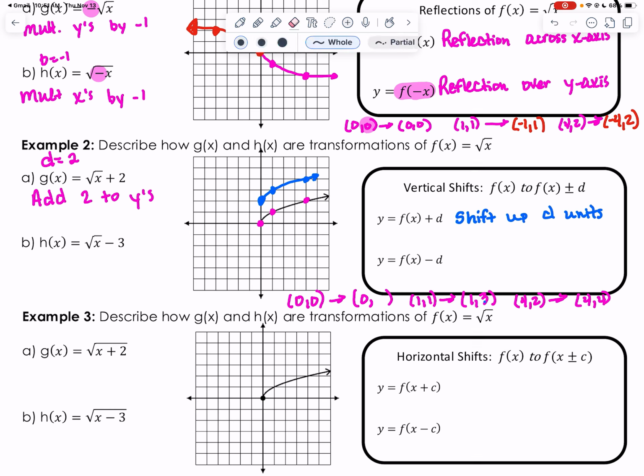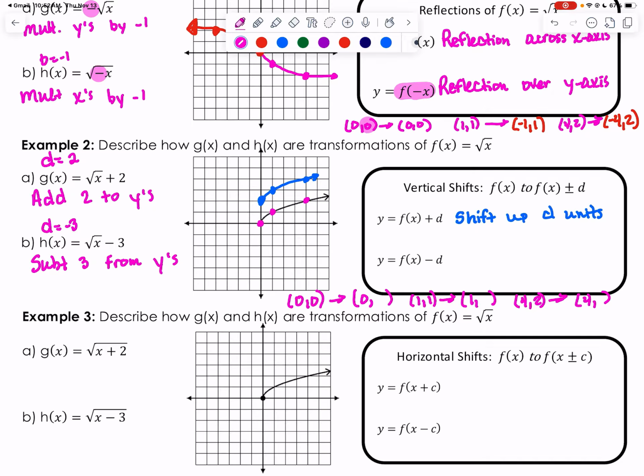And now let me erase a couple things here. All right. In problem B, we have h of x equals the square root of x minus 3. So in this problem, d is equal to negative 3. So we will subtract 3 from each y value. Subtract 3 from your y values.